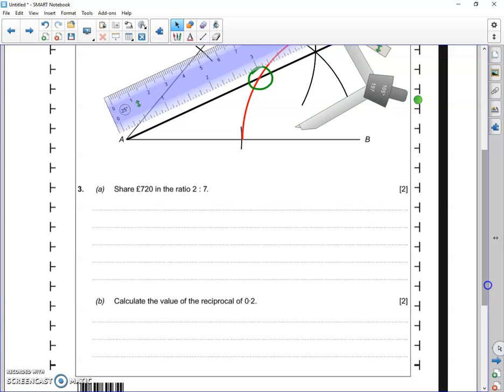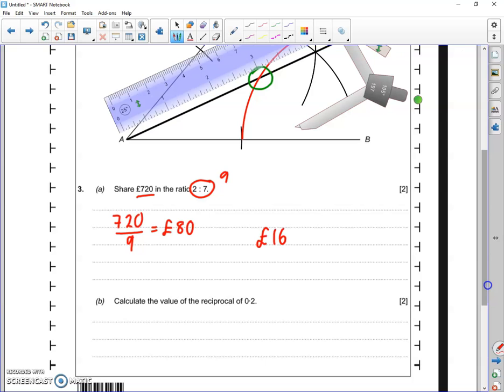Next one's reasonably straightforward. Sharing in a ratio, that's the whole amount. 720 is the whole amount. So we're splitting it into 9 parts. So start with 720 divided by 9, which is £80, which is the value of 1 part. So 2 parts is £160, and 7 parts is £560.